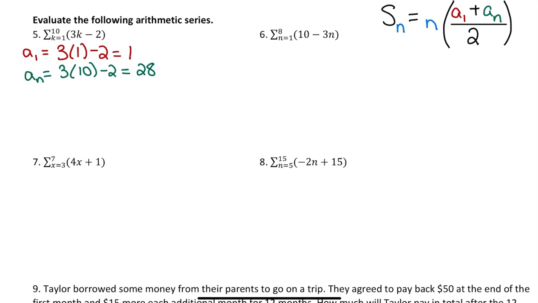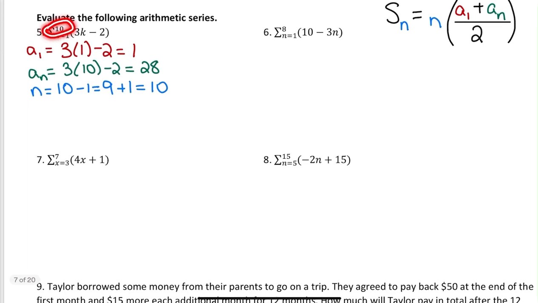Then we need to find out what value we are going to use for n. How many terms are there going to be in the series? We'll take 10 minus 1, which is 9, and add 1 back to it. That gives us 10 terms in the series. We cannot always just look at the top number because it won't always be the same. This is particularly true if our series does not start at term 1 from the sequence.